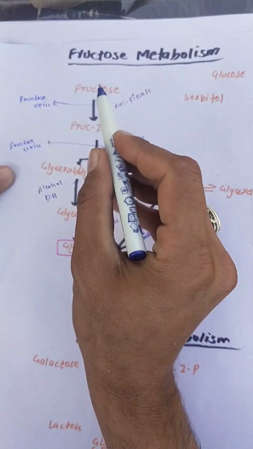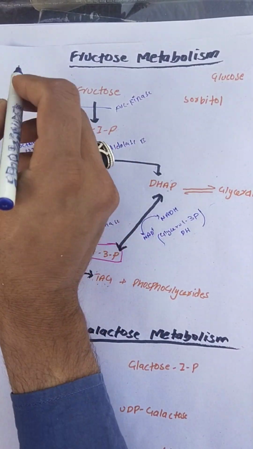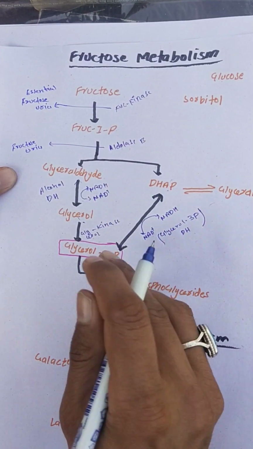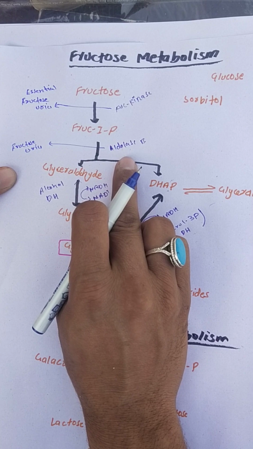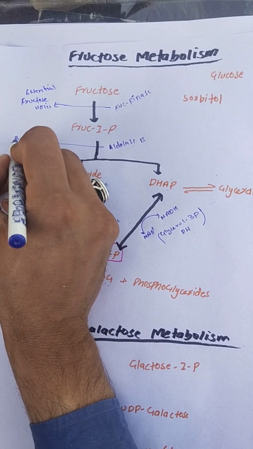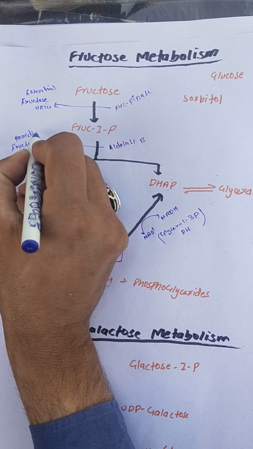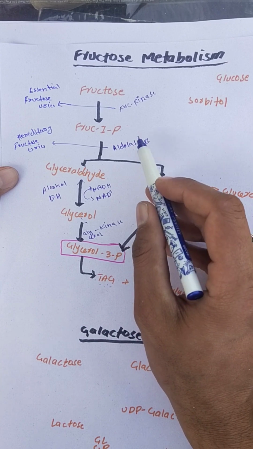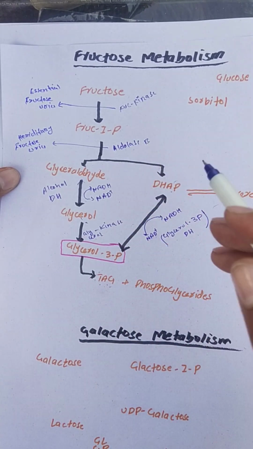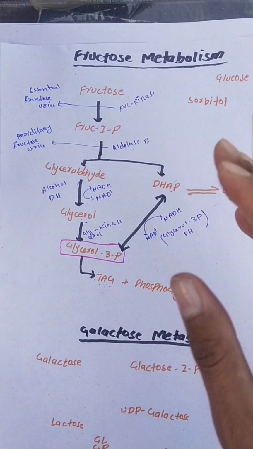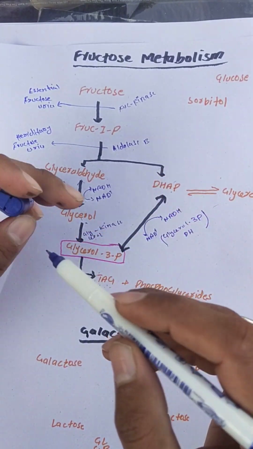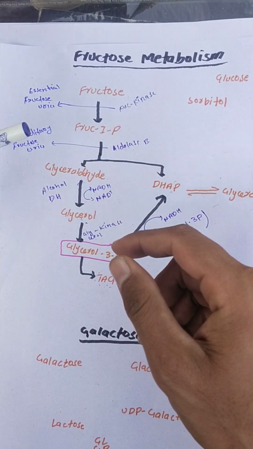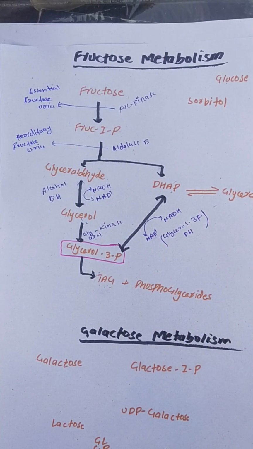The difference is that if this enzyme is not present, we call it essential fructosuria. But if the enzyme aldolase B is not present, it is called hereditary or inherited fructosuria. This means the enzyme is absent due to some genetic defect or inheritance, so it is related to heredity. These questions are very commonly asked: which enzyme is absent in hereditary fructosuria, and which enzyme is absent in essential fructosuria?